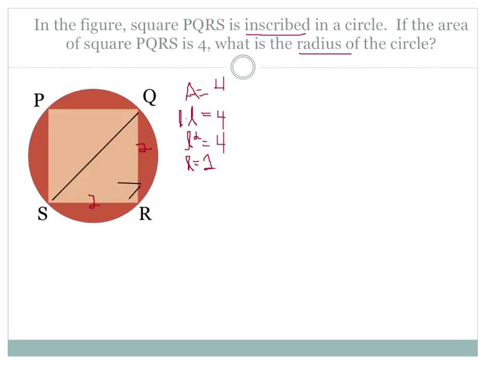Okay, so we have the diagonal. We know each side measure is 2. So what we will do is we will use the Pythagorean theorem that says 2 squared, our leg squared, plus our other leg squared, 2 squared, has to equal our diagonal squared. So 2 squared is 4 plus another 2 squared is 4, so 8 is c squared, meaning the square root of 8.